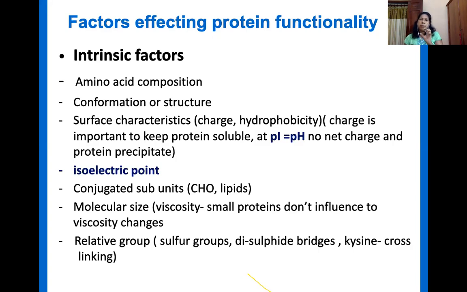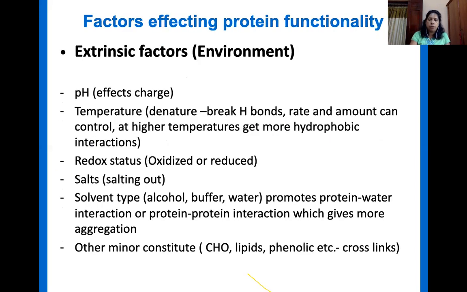Therefore, looking at functionality again, you can see the interesting factors: amino acid composition, structure, conformation of structure, surface characteristics, isoelectric point, conjugated subunits, molecular size, and relative groups, and how those support the function of the protein. When it comes to the other one, extrinsic factors are the environmental factors. We have discussed this in detail in the beginning of this lecture.